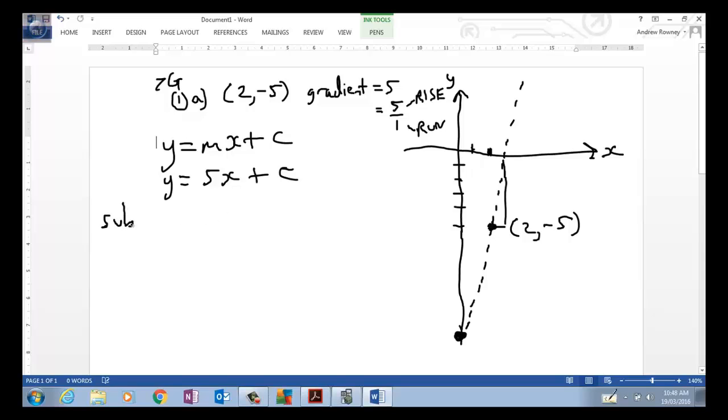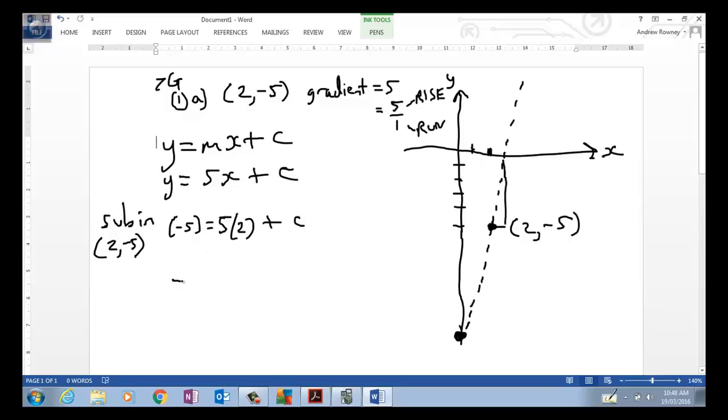So we're going to sub in (2, -5). Now when we sub it in, that's substitute, the minus 5 is the y, so we put minus 5 where y is. I'll put it in brackets to say I'm substituting it for y. The 5 stays as 5, but the x is replaced by the x coordinate, which is 2. So the x value goes where the x is. And now we can work out c.